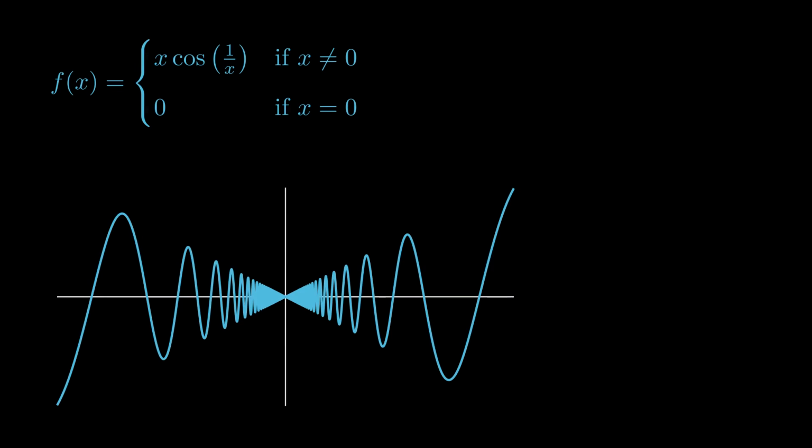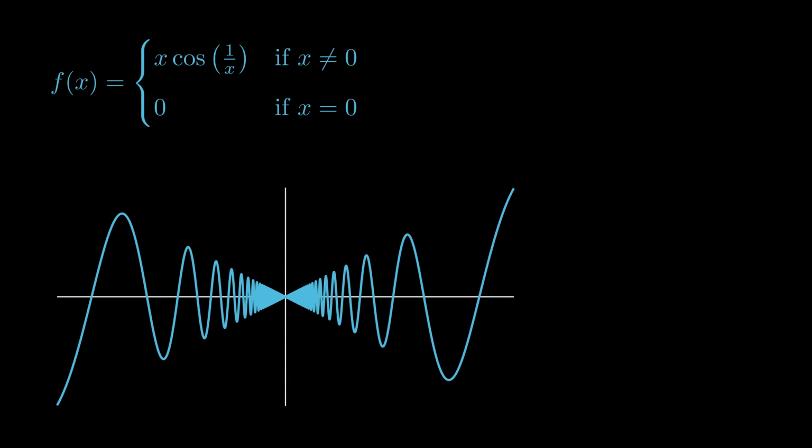We could again draw its graph, and it has a similar increasing oscillation as we approach 0 on the x-axis, except now instead of having a constant amplitude, it's oscillating up toward the line y equals x and y equals negative x. So what do you think? Is this continuous at 0? The answer is yes. Let's justify it from the definition.